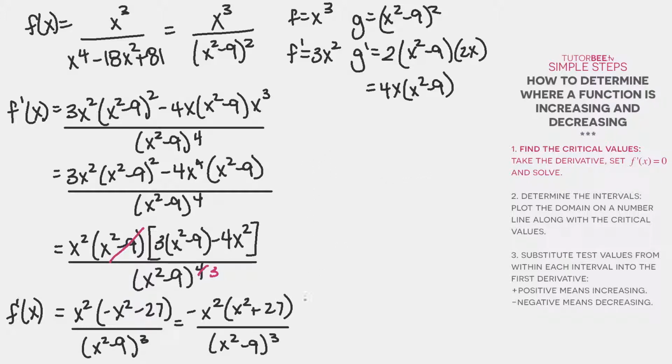We still have to set this equal to 0 and solve. If we set this equal to 0 and solve, of course the (x squared minus 9) cubed doesn't matter. That's part of our restrictions, or our vertical asymptotes. So the only solution that we get from the top is x equals 0. It's the only one, because when you set x squared plus 27 equal to 0, you won't be able to take the square root of a negative, since x squared equals negative 27 would be your path to a solution there. So the only critical value is x equals 0.